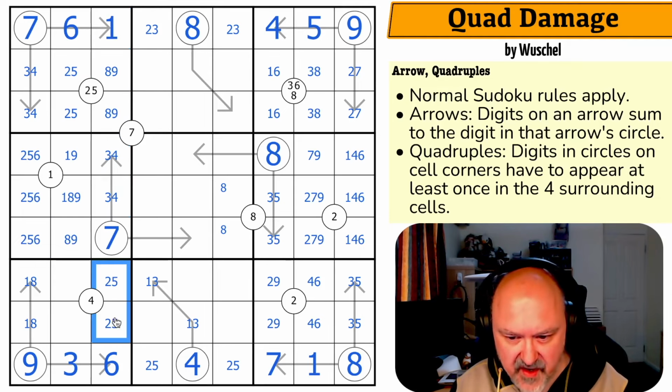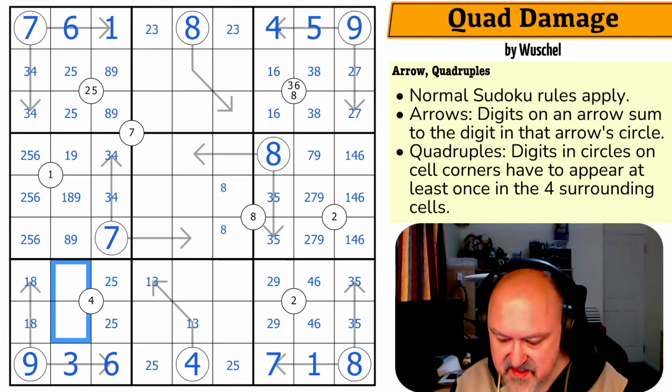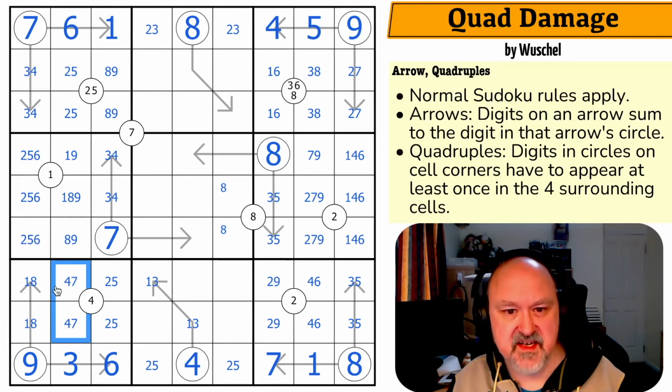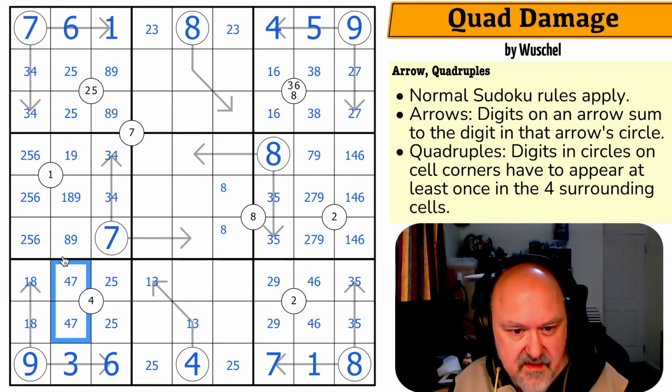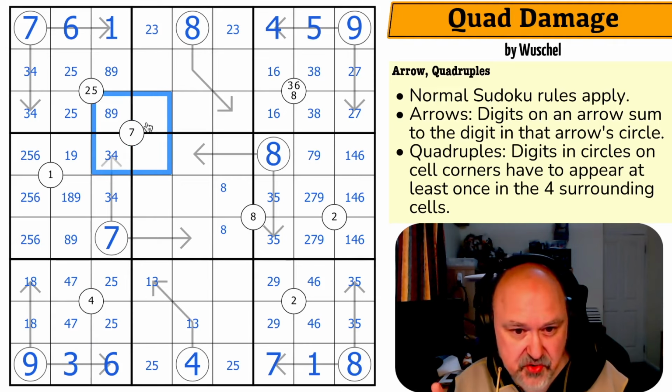These are 2 and 5. So 1, 2, 3, 4, 5, 6. These are 4 and 7. This is nuts. I'm just getting pairs all over the place. So now 7 is in one of those two. This 7 is going to break a lot open, but I'm not sure how yet.